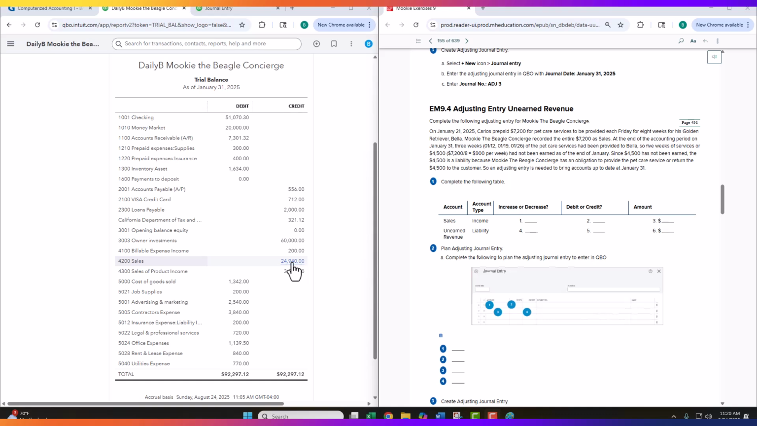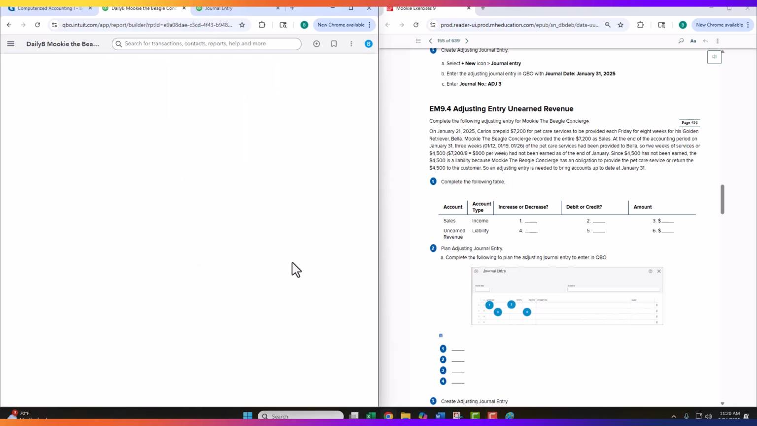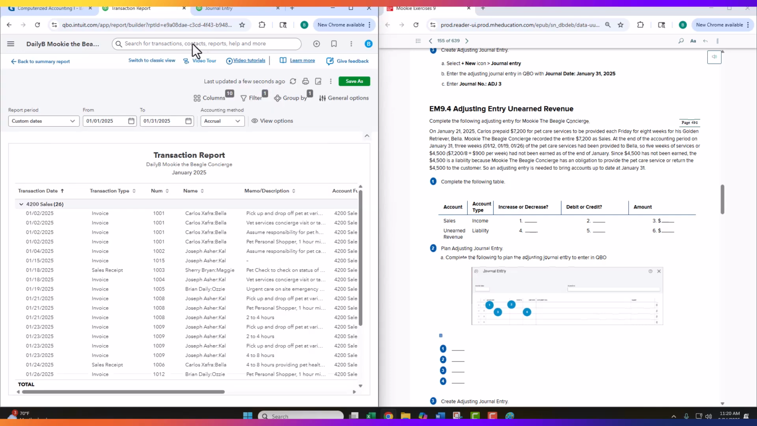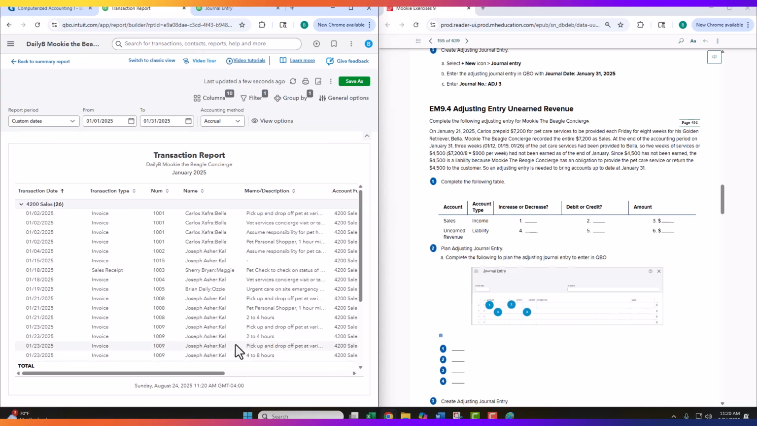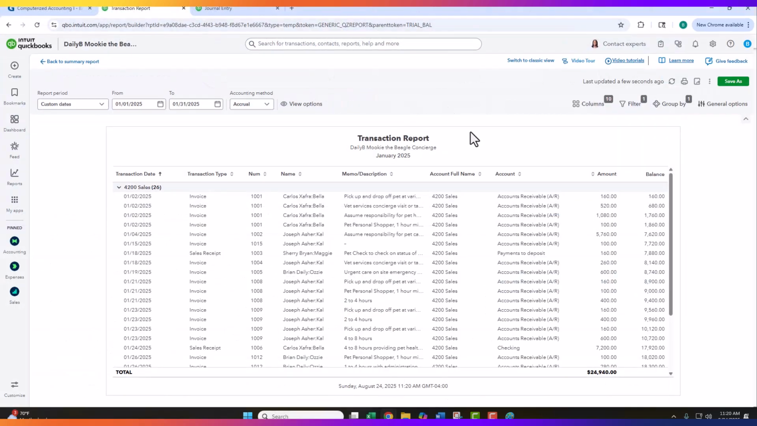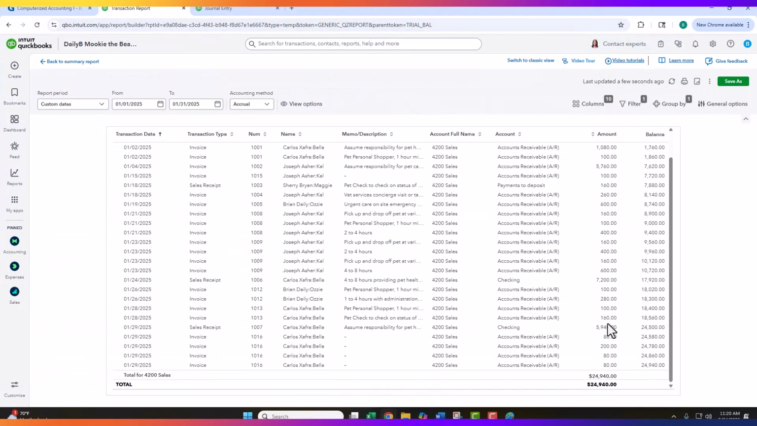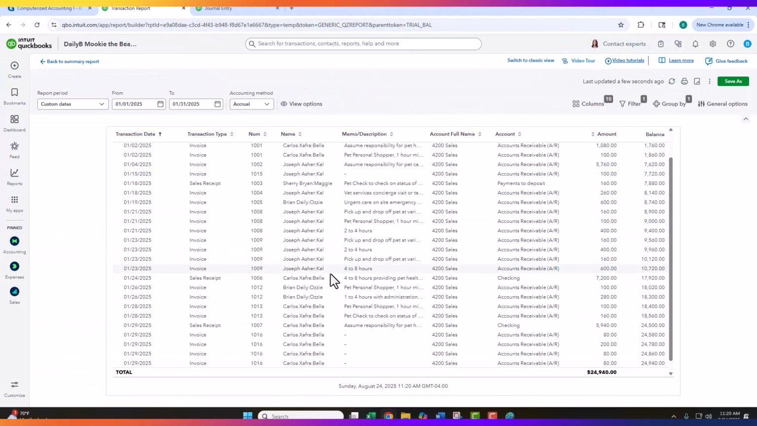If we wanted to go research that amount and just verify that that is what happened, we can click on that amount. It'll pull up the ledger for that sales account only. And I'm going to maximize this just so it's a little easier to read, and we can see, sure enough, there is 7,200 received from Carlos Hafra here. So it does verify with the dates in the book and the details in the book.